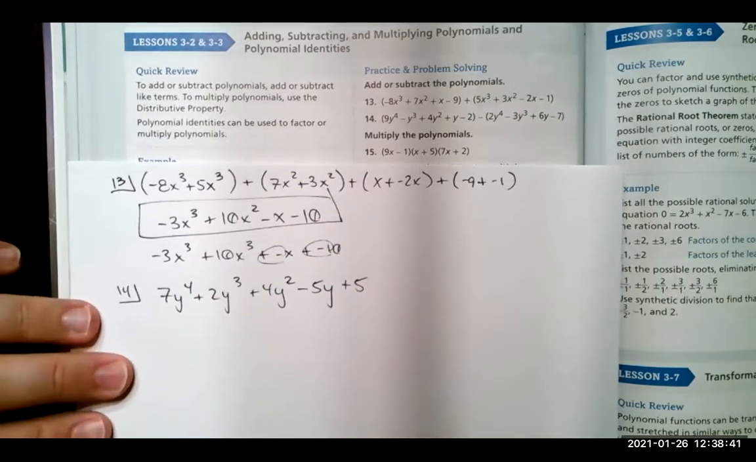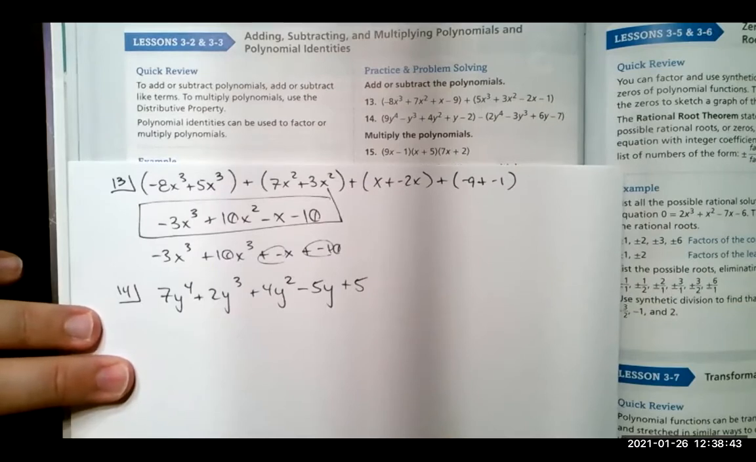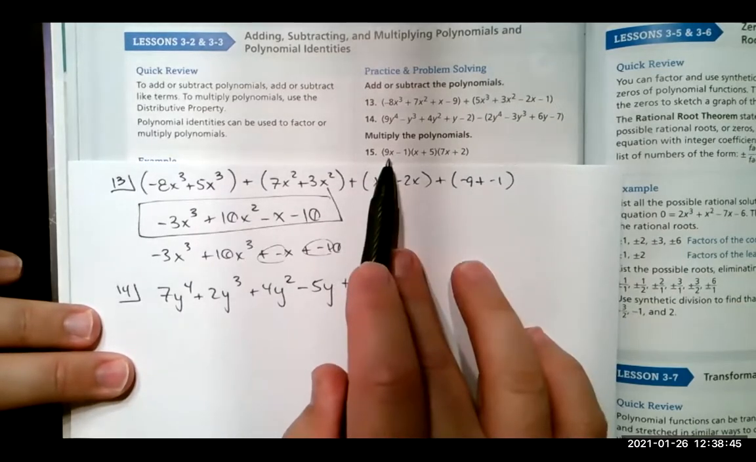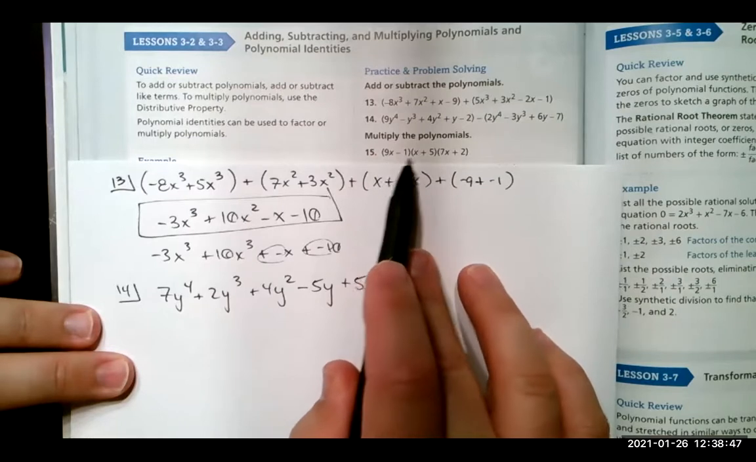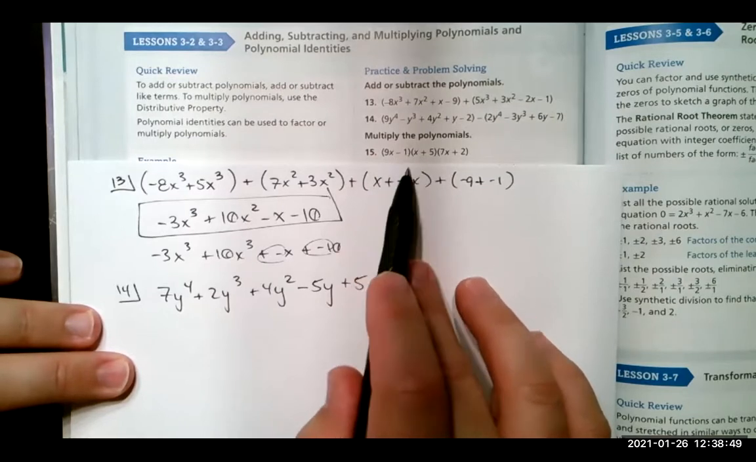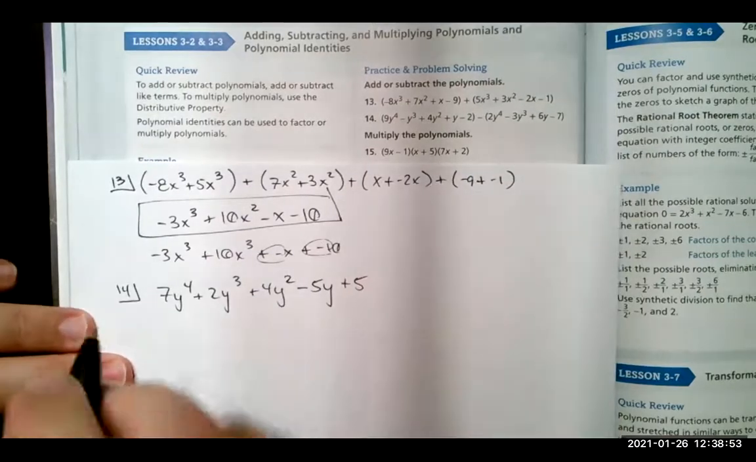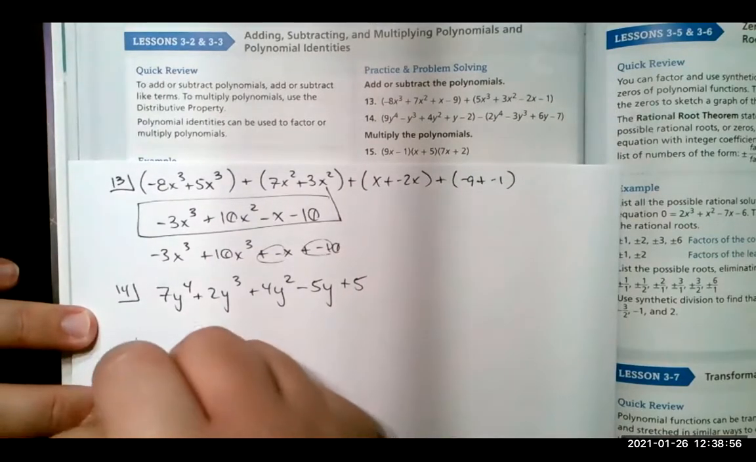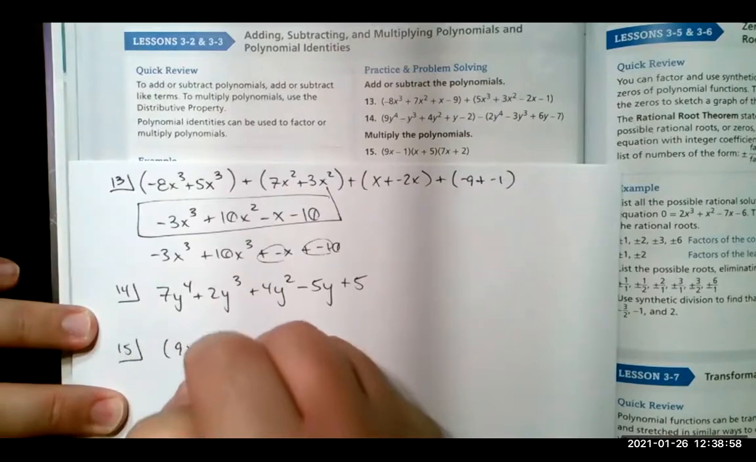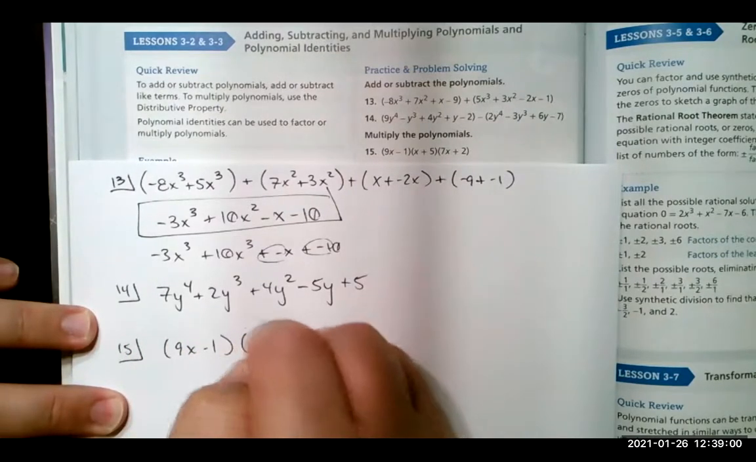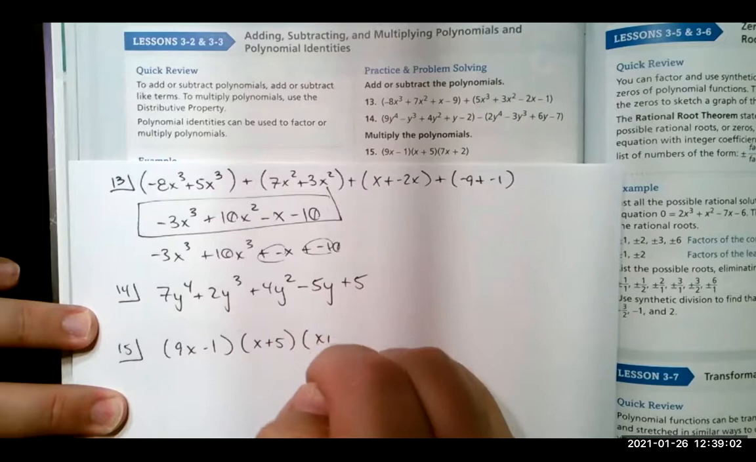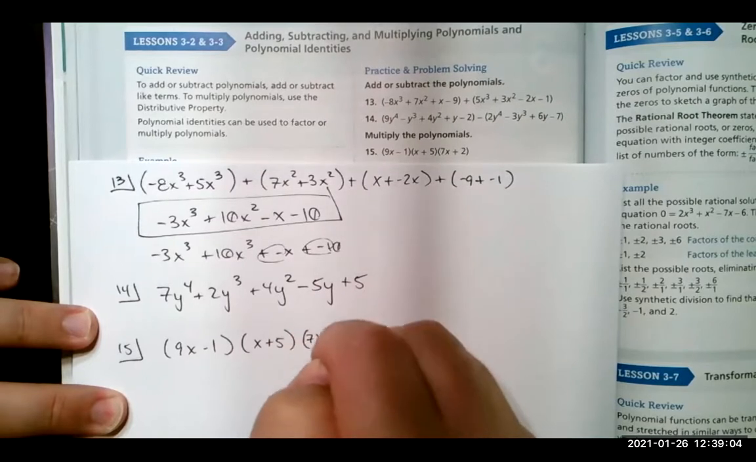Now they want us to multiply. How I would recommend this is multiply the first two sets of parentheses together first. And then once I get that product, I'm going to go ahead and multiply it by that third set of parentheses. So 9x minus 1, times x plus 5, times 7x plus 2. Okay.